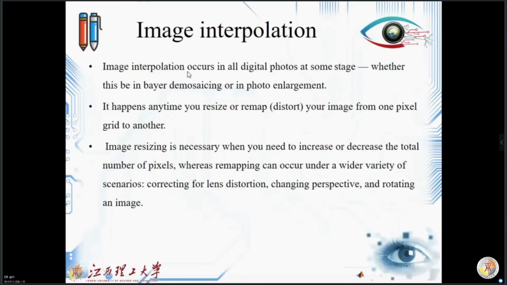Image interpolation happens in all digital photos at some stage, whether during demosaicing or in photo enlargement. It happens anytime you resize or remap. We can say remapping distorts your image from one pixel grid to another. Image resizing is necessary when you need to increase or decrease the total number of pixels, whereas remapping can occur under a wider variety of scenarios, such as correcting for lens distortion, changing the perspective, and rotating an image.